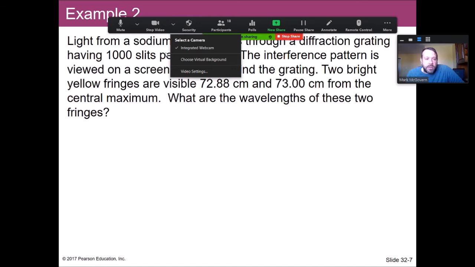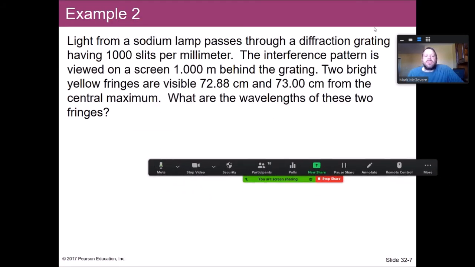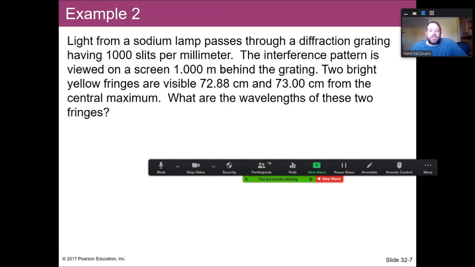All right, another example here. Sodium lamp, 1,000 slits per millimeter. Interference pattern, 1 meter away. 2 bright yellow fringes are visible at this position and this position from the central maximum. What are the wavelengths of these 2 fringes?